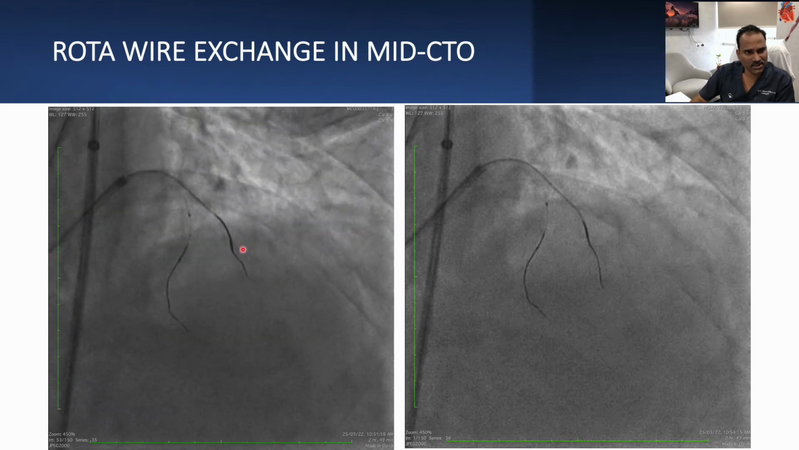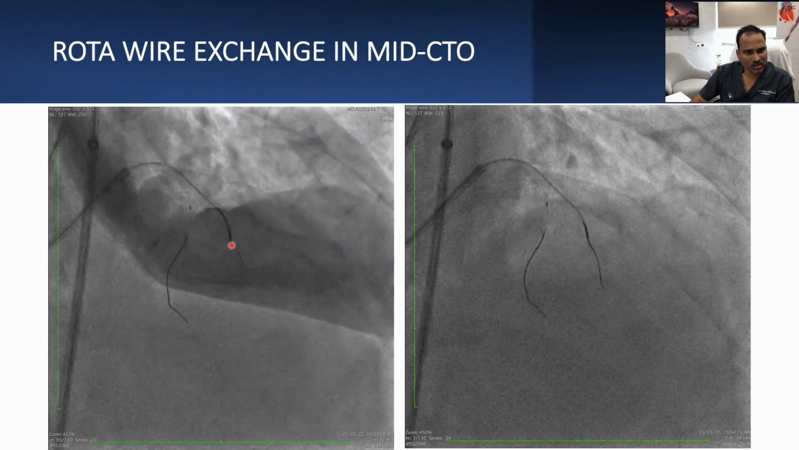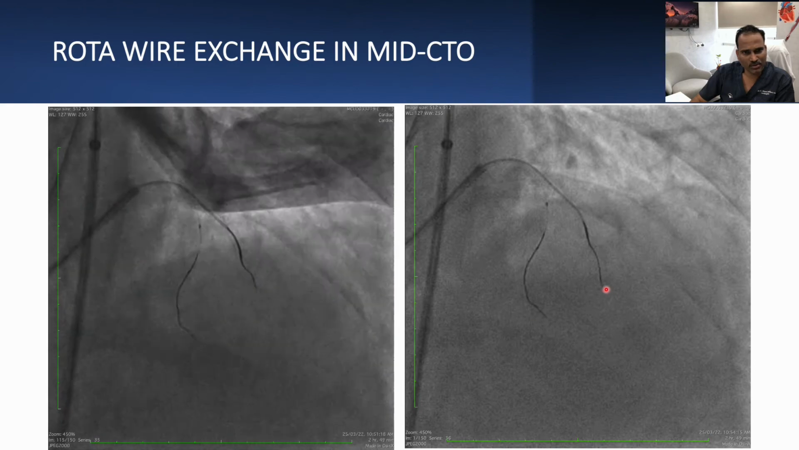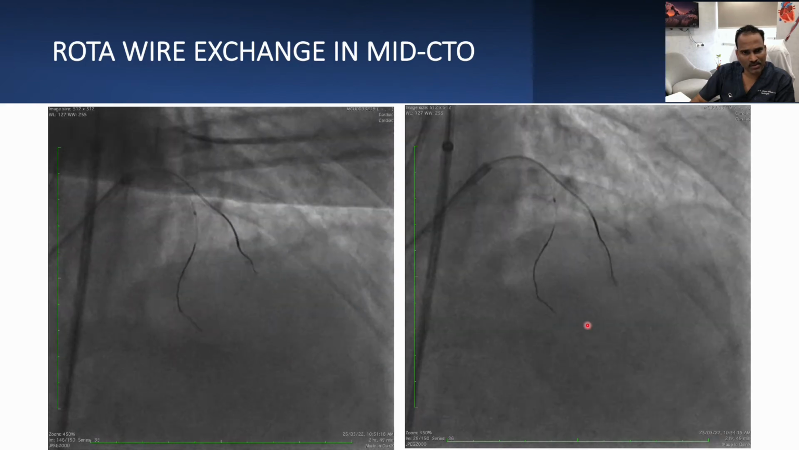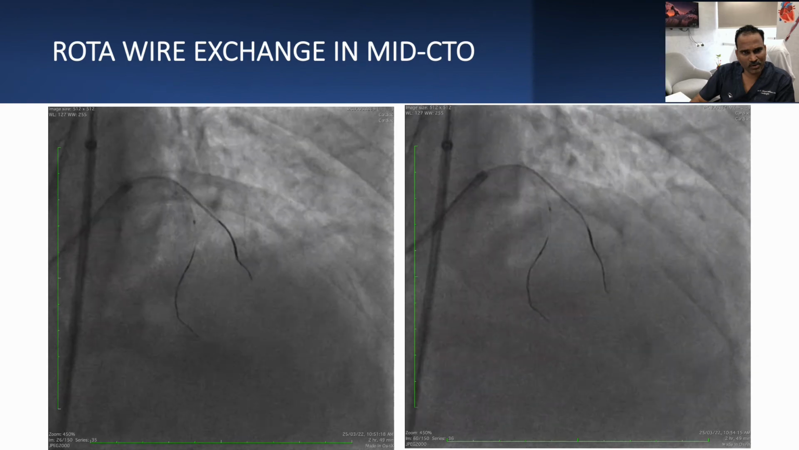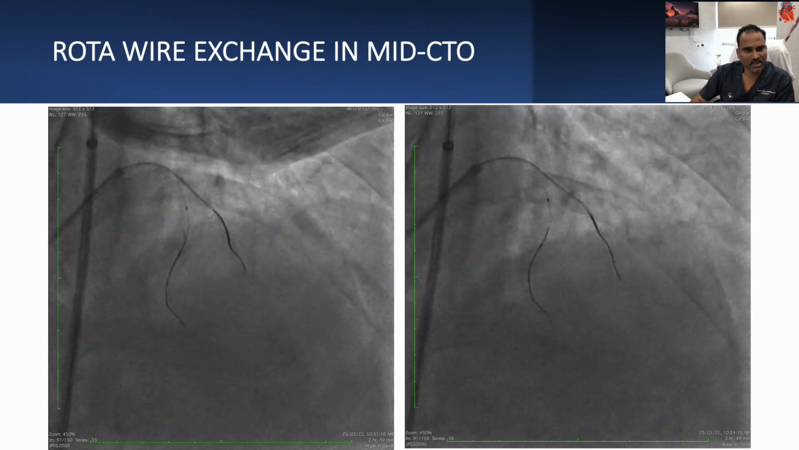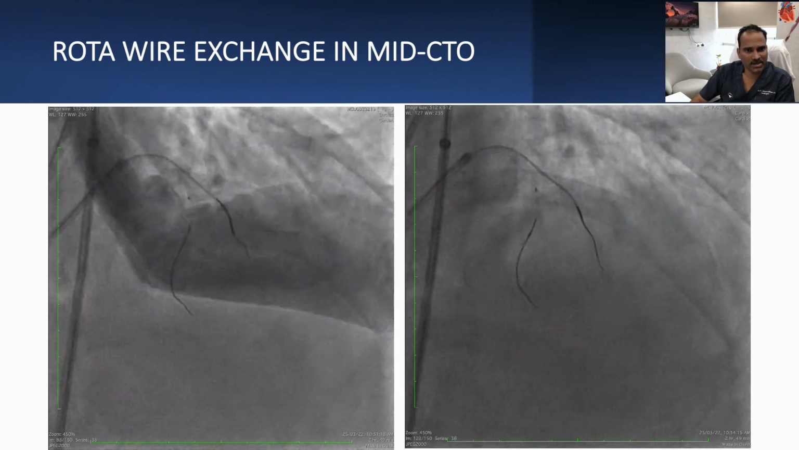Corsair is in the mid CTO, and then I pulled the Gaia wire and then exchanged to the rota wire. So with difficulty, we could cross. But there is one technique which we can use, which I demonstrate in a graphic.